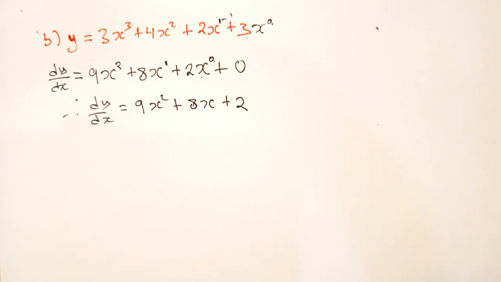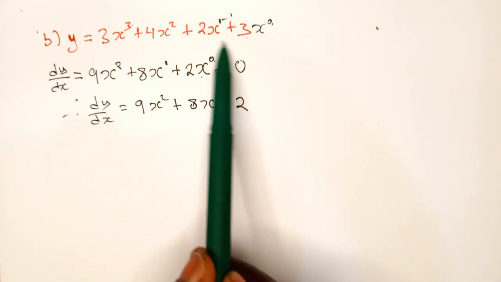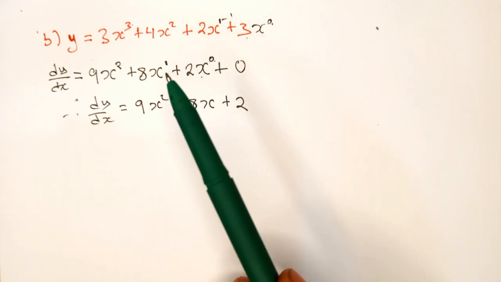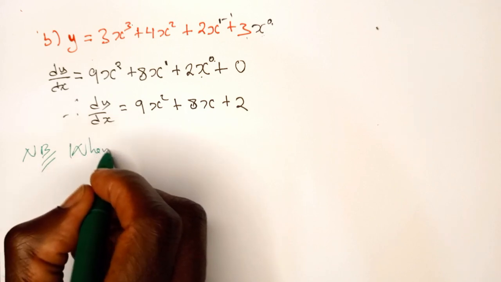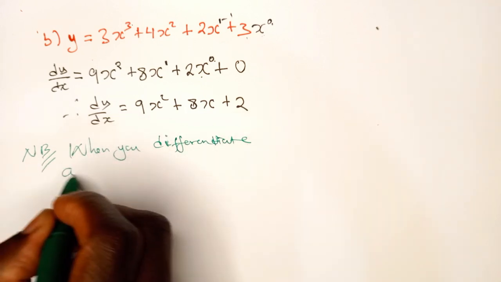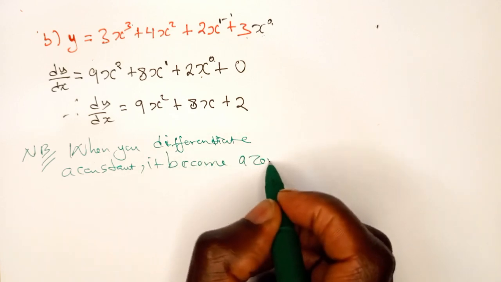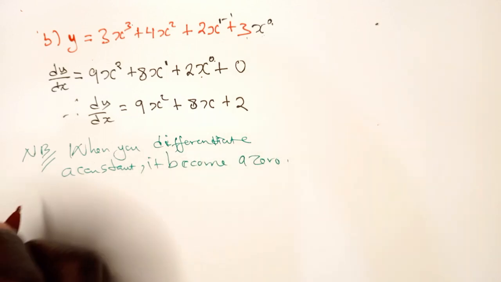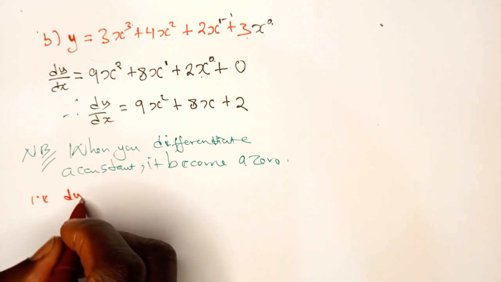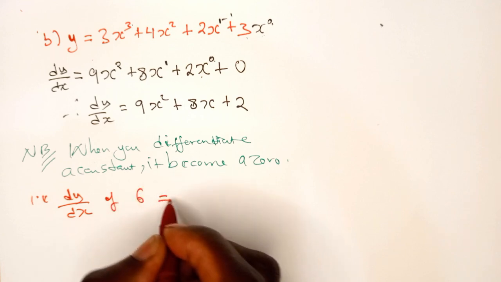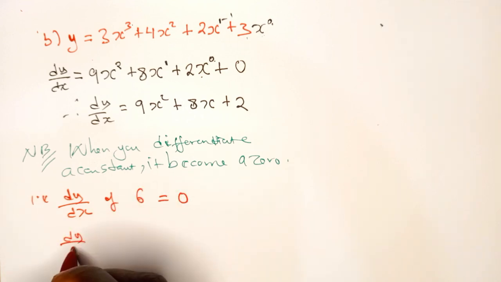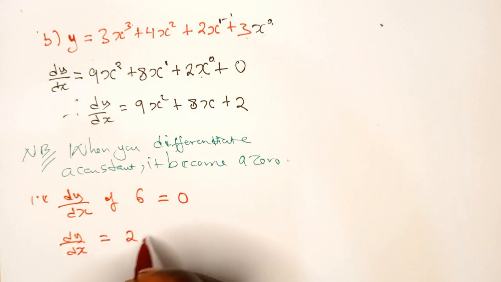And b, when you differentiate a constant, it becomes a 0, and that's what we have seen here. This one was a constant. When you differentiate a constant, it becomes a 0. So you can say NB, e.g., if you're told to find the dy/dx of 6, simply 0. dy/dx of 2 is 0.